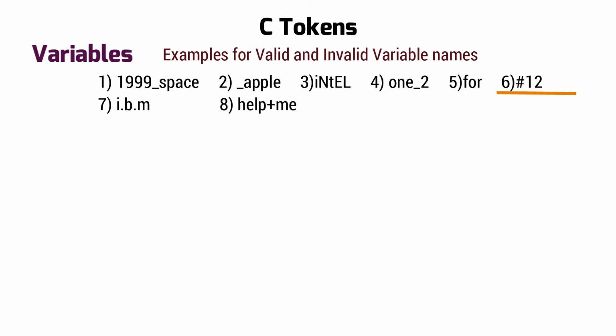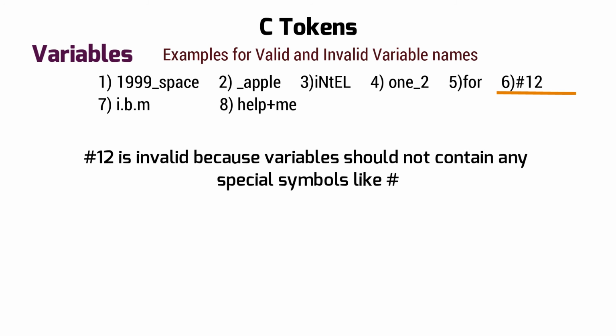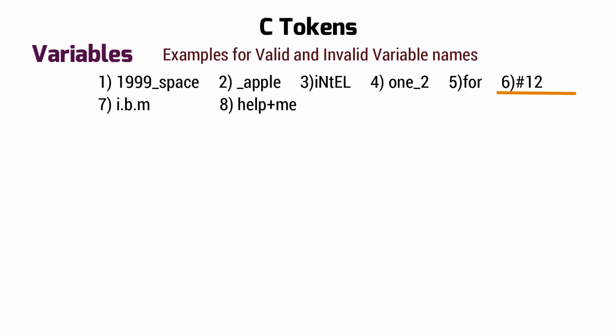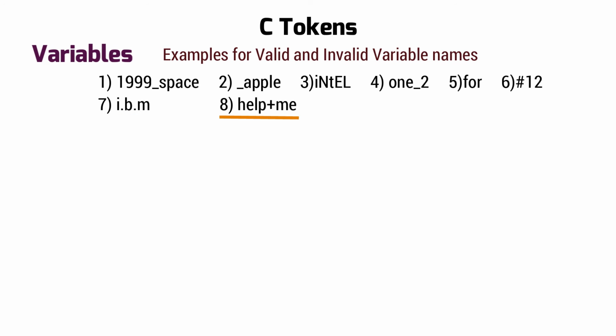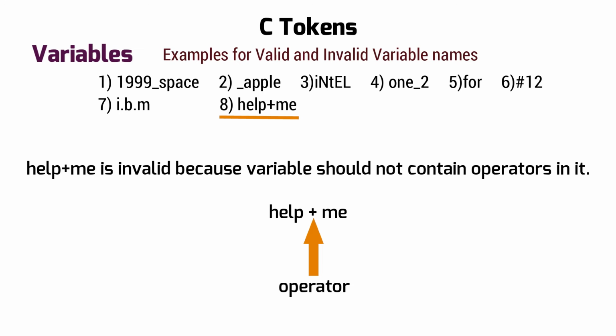And if I see the next example, that is #12, which is invalid because a variable should not contain any special symbols like hash or dollar symbol. Then considering the next example, i.b.m, which is invalid because a variable should not contain any punctuation. Then the last one, help+me, is also invalid because a variable should not contain operators in it.